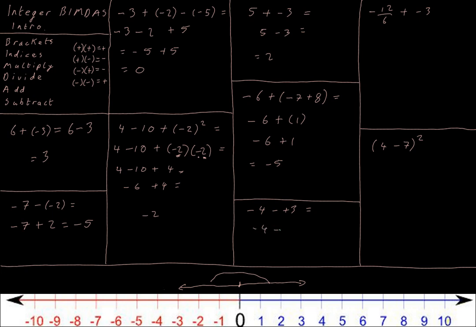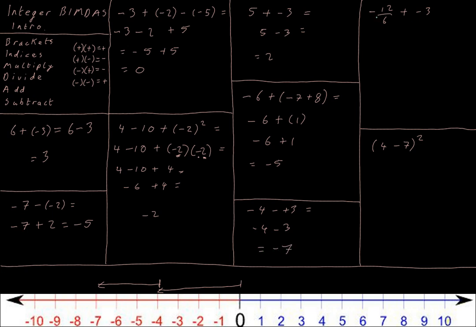So we have -4 minus 3, and now we start at -4 and we go -3 and see where we end up. So we're at -4 and we -3 and we end up down at -7. We get colder by 3 spaces, so we end up down at -7.